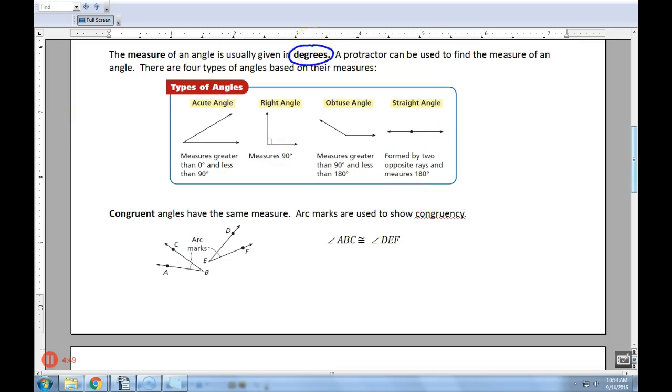One thing to remember, hopefully prior knowledge, is that in a circle there are 360 degrees if you go all the way around. We'll learn later, but in a straight line, just from here halfway around the circle, a straight line is actually 180. So those are just some reference numbers that we need to know.